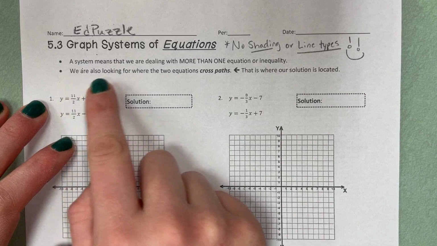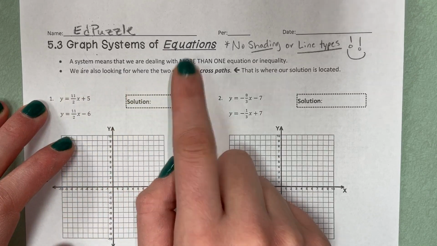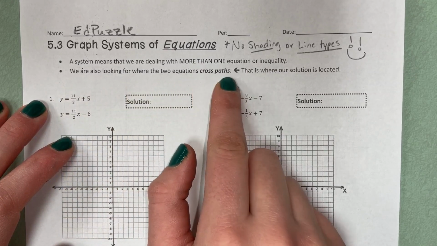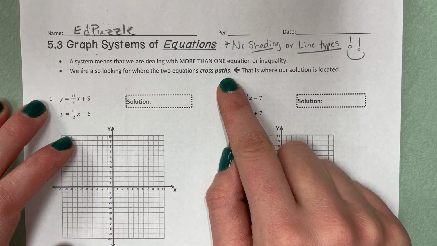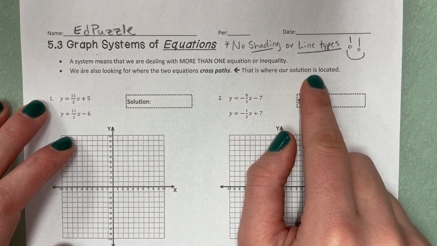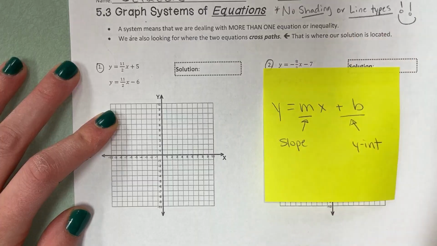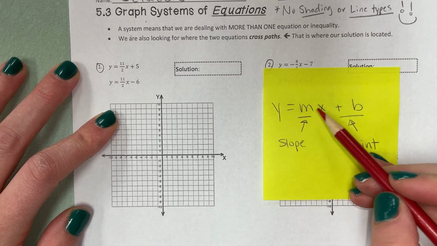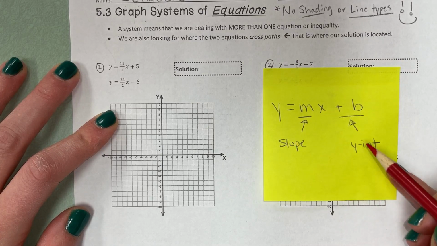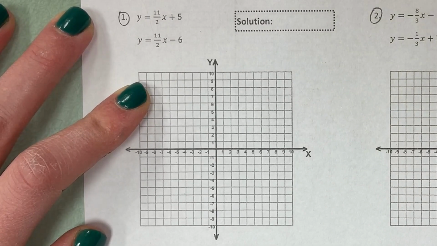We are also looking for where the two equations cross paths. And where they cross paths, that is where we're going to find our solution. So I'm going to go through and do numbers 1, 2, and 3 with you. Now we are still using y equals mx plus b, still writing the slope and the y-intercept, except we're going to have two in the same.